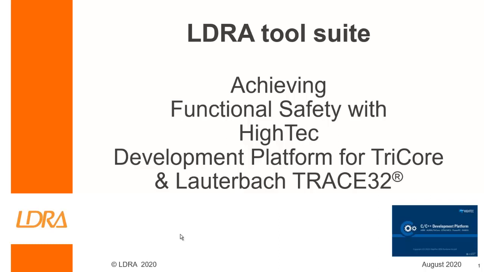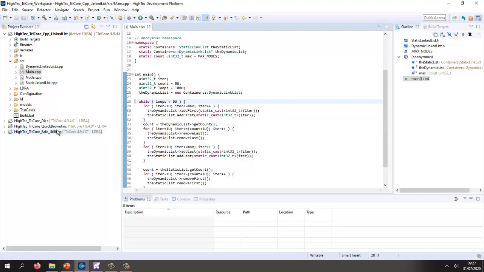Hello, this video is going to show how we can achieve functional safety using HighTec development platform for TriCore and the Lauterbach TRACE32. Now the starting point is the HighTec development platform, and inside here I've created a number of projects for the TriCore, and this is the particular project I'm interested in, and it's a C++ program.